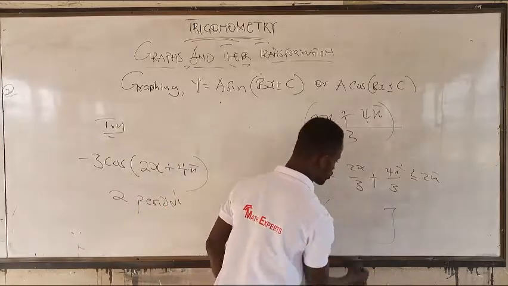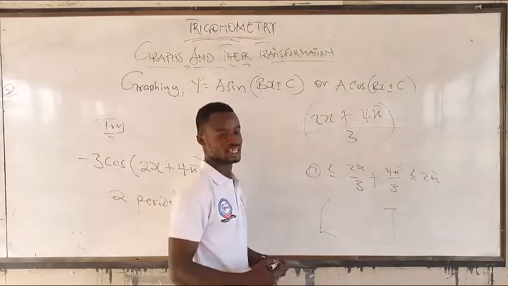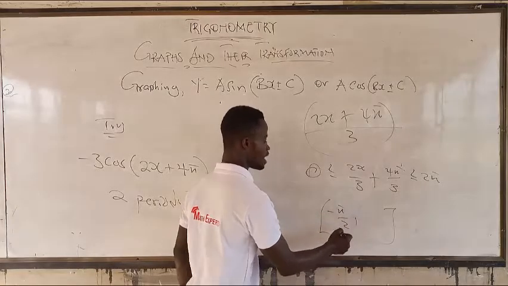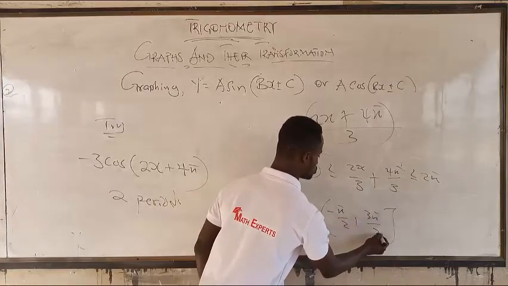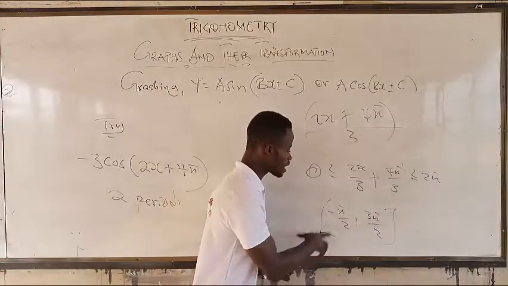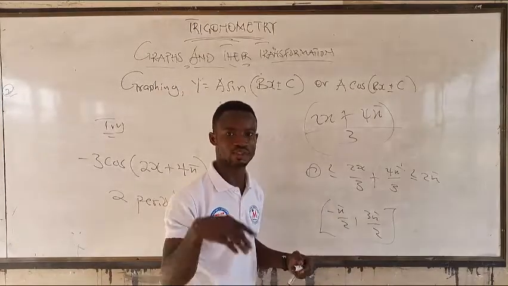Any interval that you're going to get, then you add. For instance, you have pi on 2 and 3 pi on 2. This is just an example that I'm stating. When you get that one and you add it, that's going to be the period.